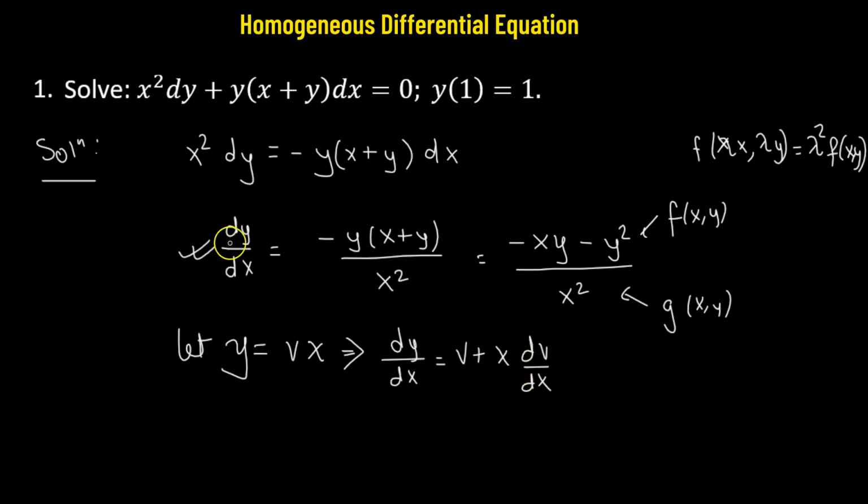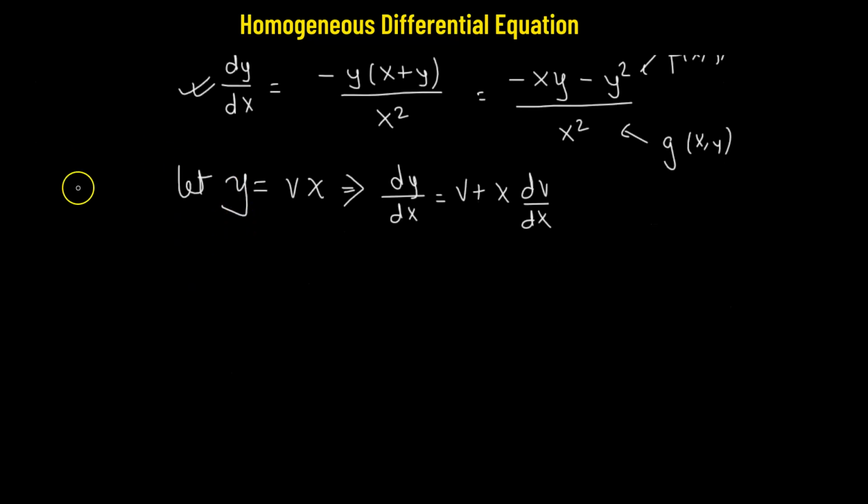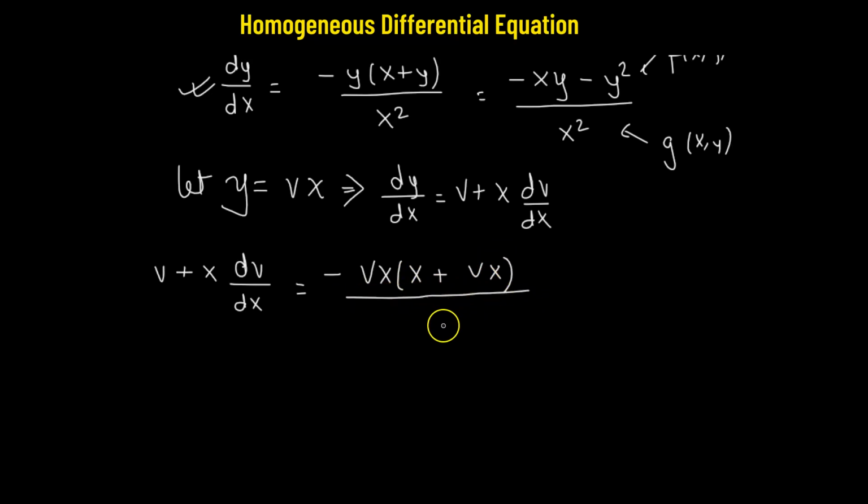So we can rewrite this differential equation as v plus x times dv over dx equals negative. So in place of y, we have v times x, plus y. So y will be v times x, whole divided by x squared. So let's keep it as x squared only. In the numerator, we can take x as the common factor. So we have negative v x squared multiplied by 1 plus v, whole divided by x squared.